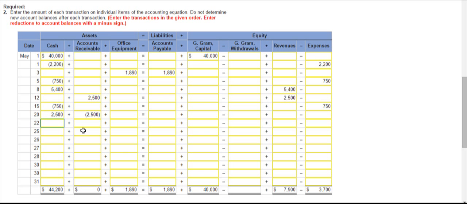Company provided consulting services on credit. Again, $3,200. And revenues. Each time you do this, it updates your balance. On the 25th, received the cash for those services. And subtract it from here. It's showing it to you with parentheses. In accounting, parentheses indicate a negative number.